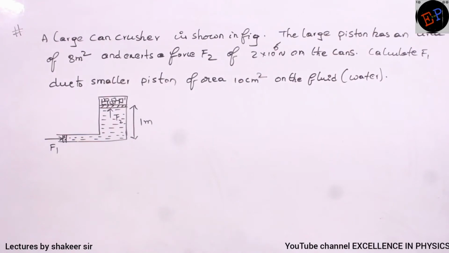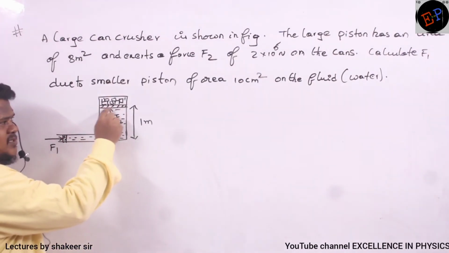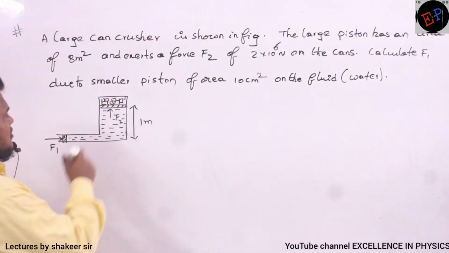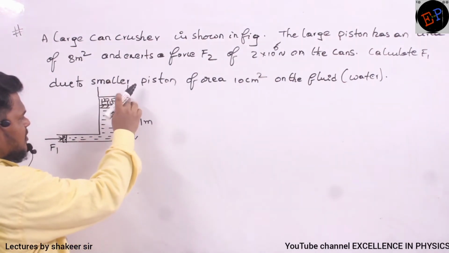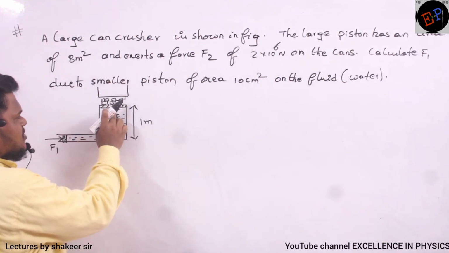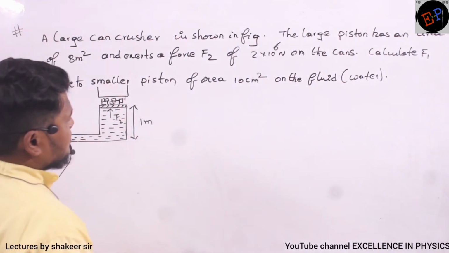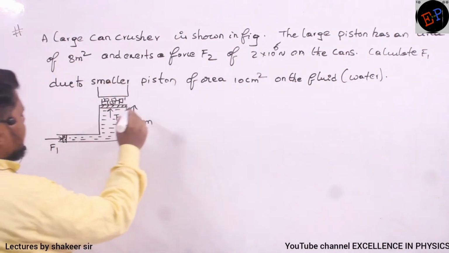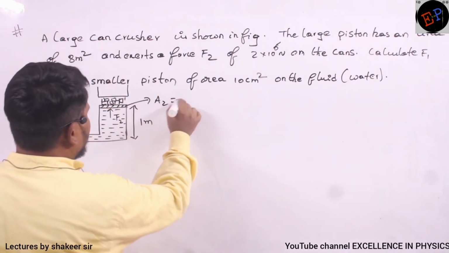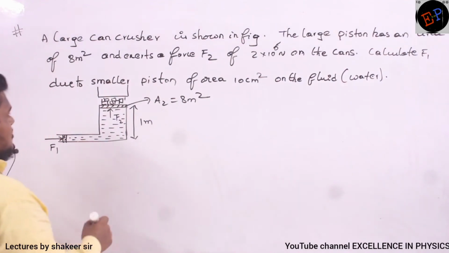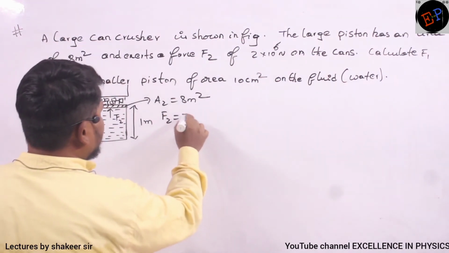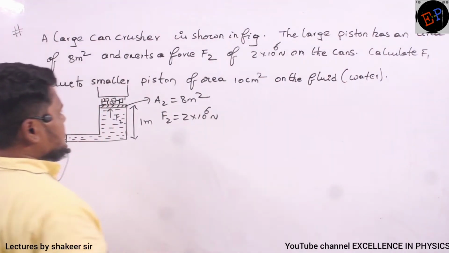So let us see this problem now. A large can crusher. So this is a can crusher. This is a piston, and on the top of the piston you will have a very strong arrangement. In between this piston and this arrangement, cans can be crushed. As shown in the figure, the large piston has an area of 8 meter square, and exerts a force of 2 into 10 power 6 newtons.